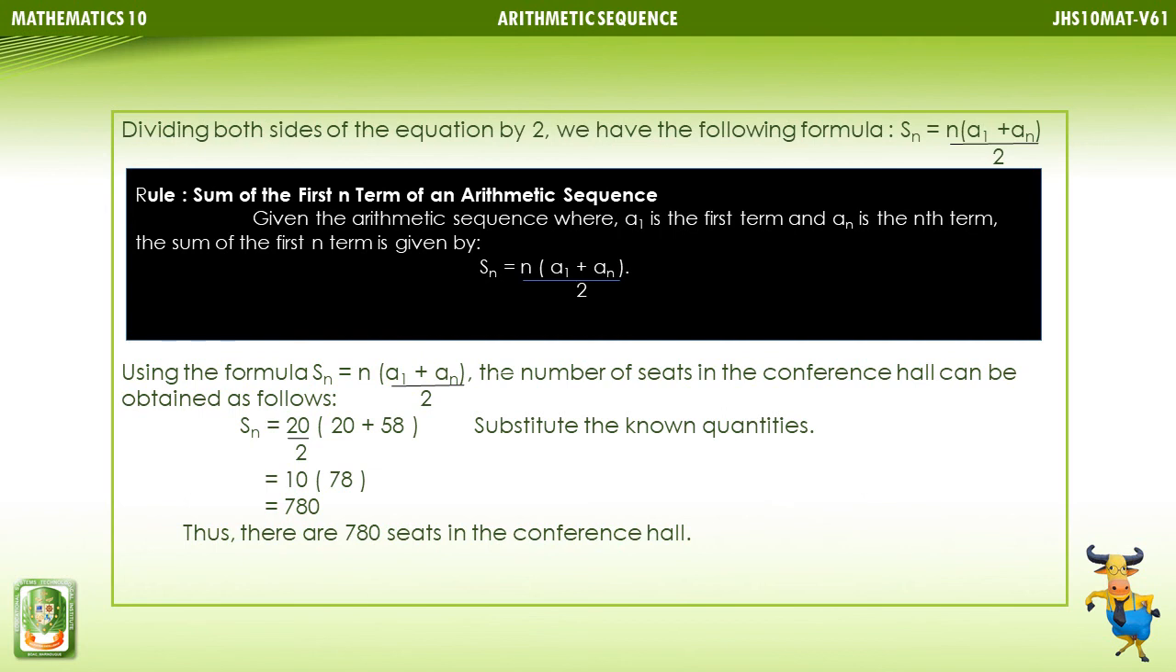Given the arithmetic sequence where A sub 1 is the first term and A sub n is the nth term, the sum of the first n terms is given by S sub n equals n over 2 times A sub 1 plus A sub n. Using the formula, the number of seats in the conference hall can be obtained as follows. S sub 20 equals 20 halves times 20 plus 58 equals 10 times 78 equals 780. Substitute the known quantities. Thus, there are 780 seats in the conference hall.